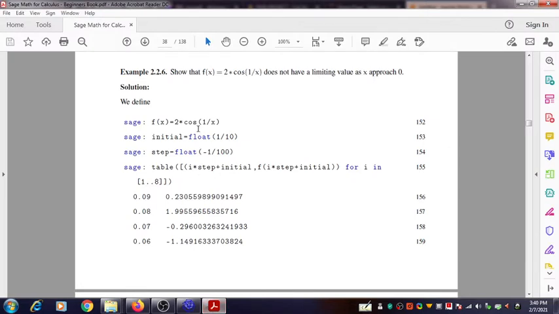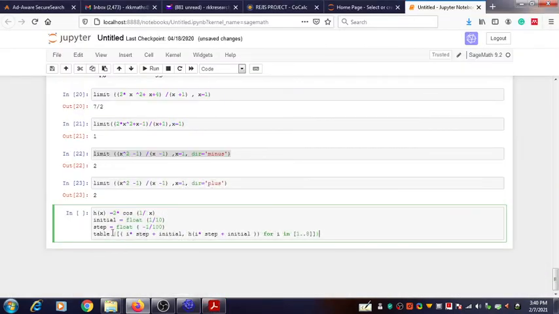You can compare, and the other parts are the same. We just change the name of the function: h(x) equals 2 into cos(1/x), and the initial value is float of 1/10, and the step value equals float of minus 1/100. And then for the table, you can see all the same commands are used.